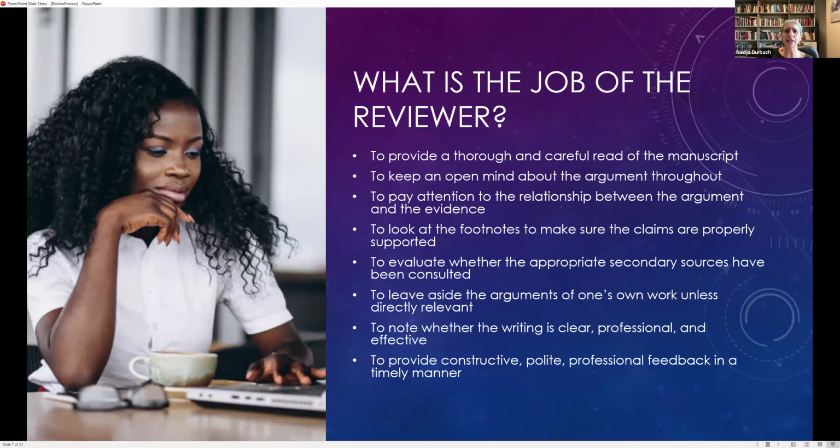And again, coming back to that idea that it's really important to leave aside your own work unless it's directly relevant. Try not to be defensive about your own work, and also try not to make it about you. The review is about the author. It's not really about you, right?